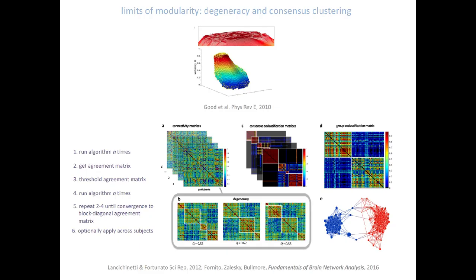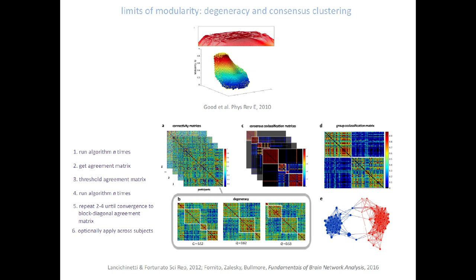And it turns out that this is a property of just about every algorithm that tries to optimize Q. And if you actually run these algorithms lots and lots of times and you look at the Q values, one solution would be, well, I'm just going to run this 1,000 times and I'll pick the solution with the highest Q.